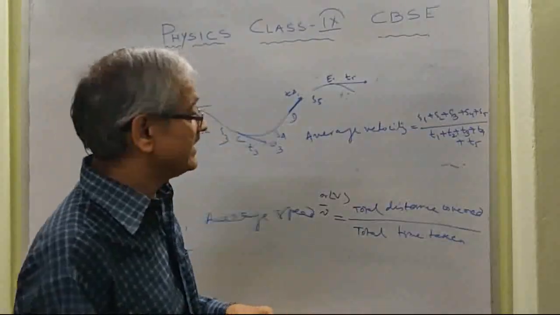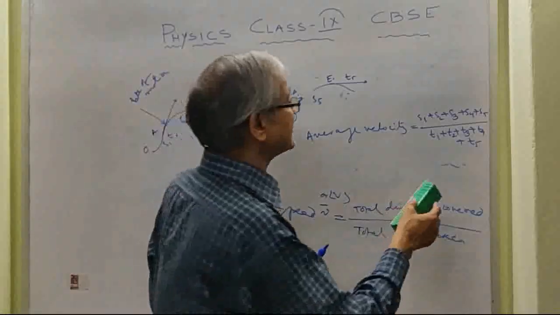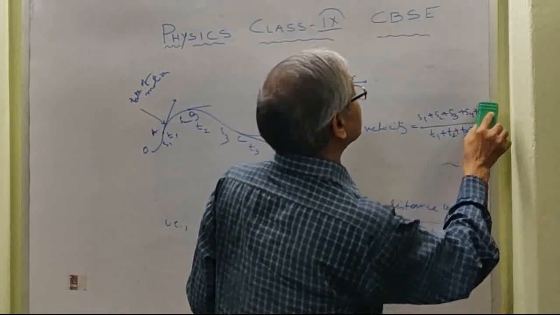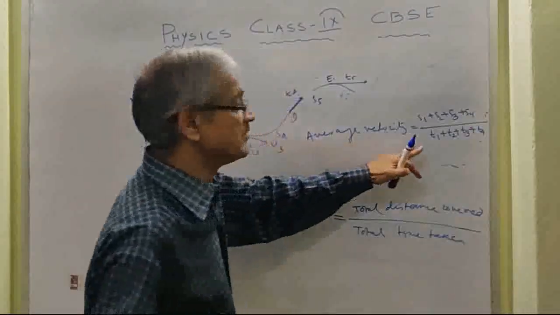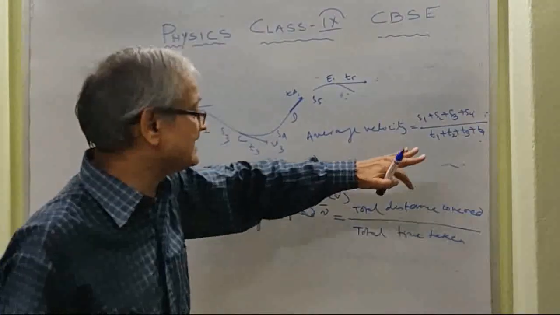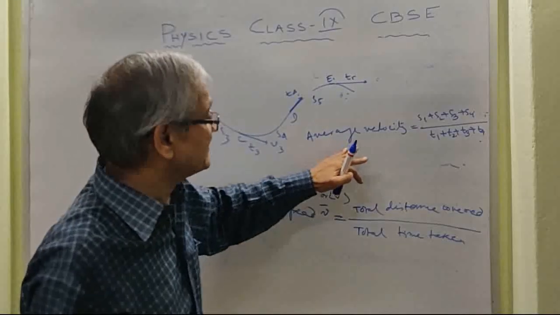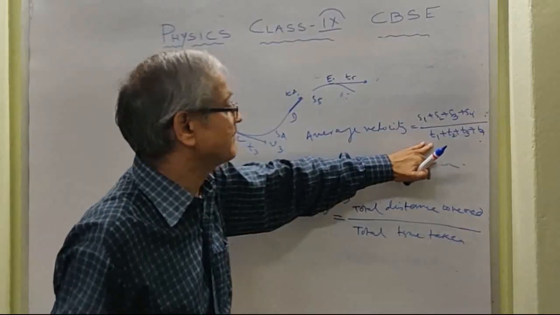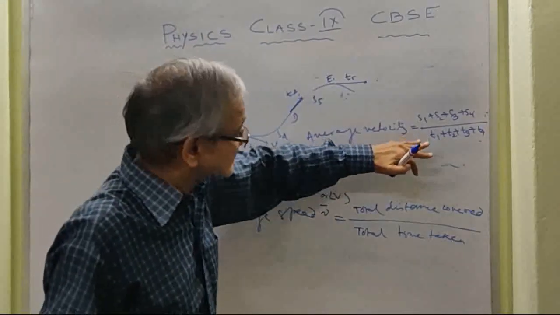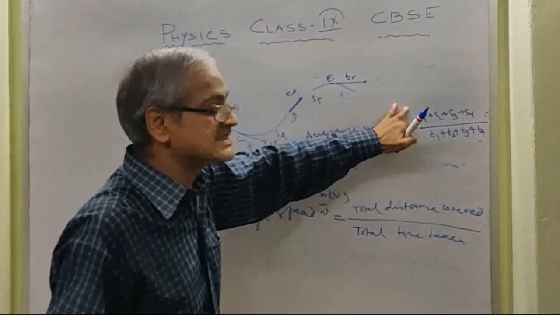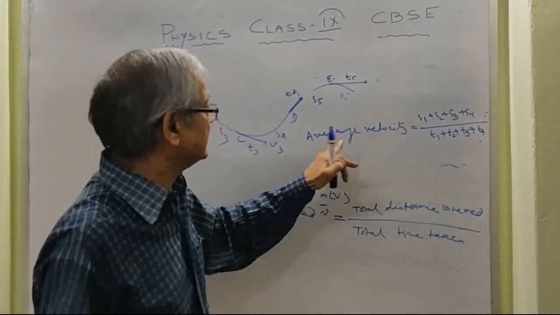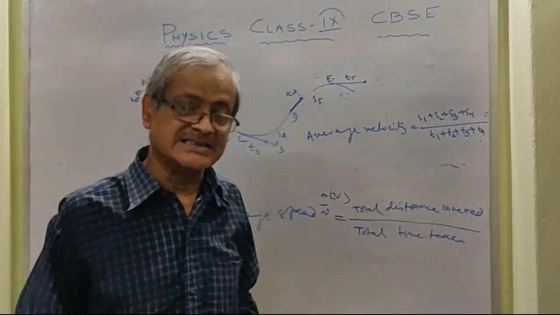If we omit the last term t5, then s5 will be omitted also, and the average velocity will change. That is, the average velocity solely depends upon the time taken, because if the time taken changes, then the distance covered also changes, and the average velocity will change.